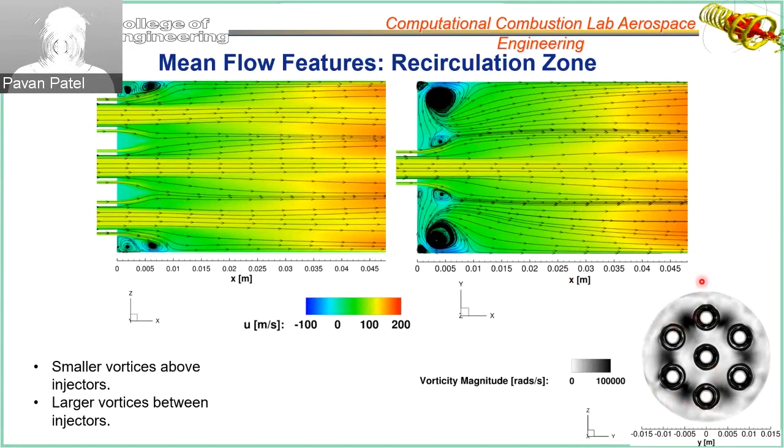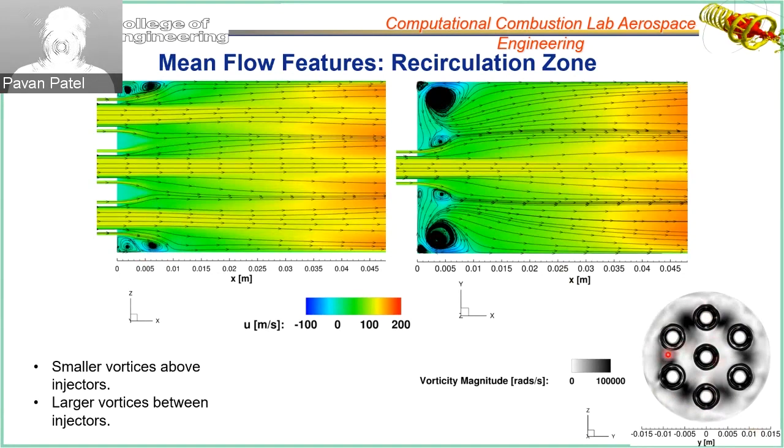And if we take a slice through these three injectors and we plot the stream trace through it, we can see that there's a small recirculation zone. The rotation is small. The vortices are small, and so the vorticity is small.